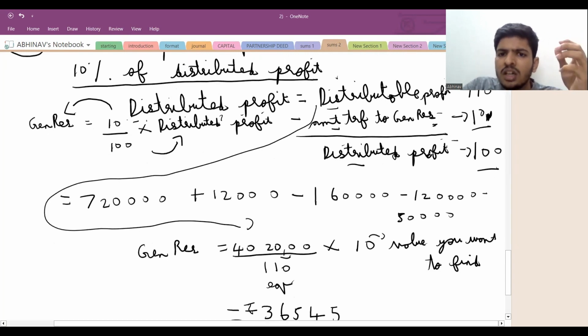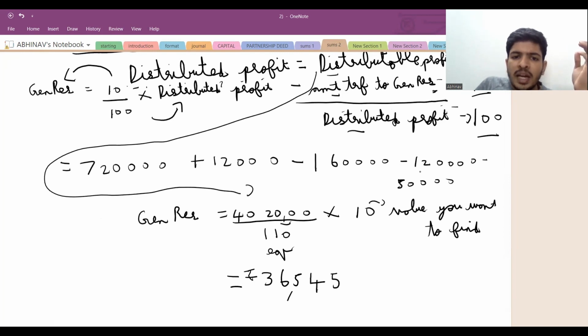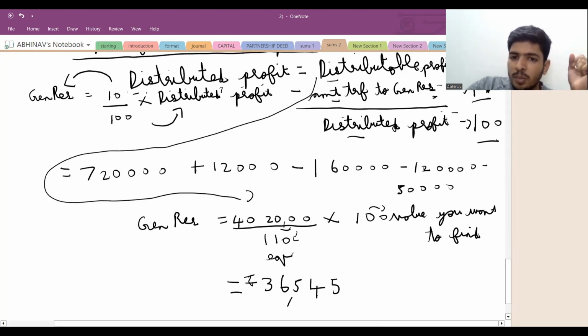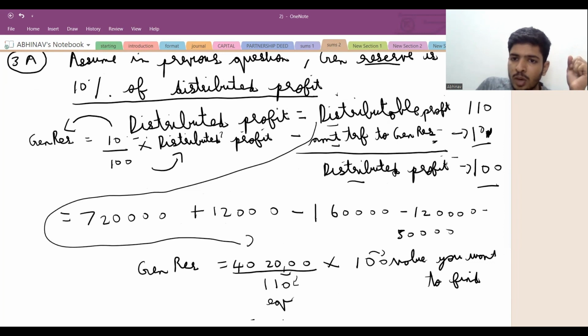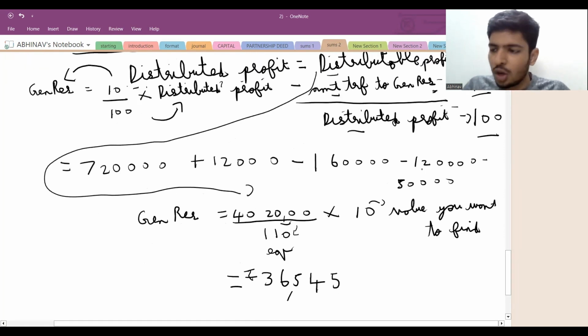As simple as that. Now, if you want to find distributed profit, divide by 110 because it's equivalent to distributable profit. Then instead of 10, you multiply it by 100, because to find distributed profit, you multiply by the value equivalent to distributed profit. As simple as that. Done. This is the concept.